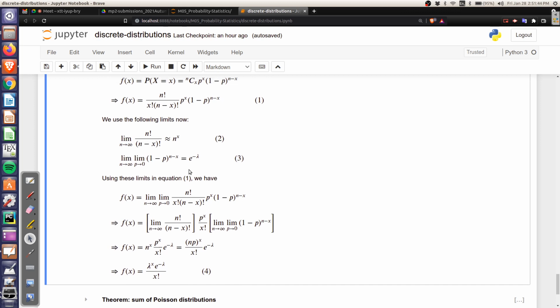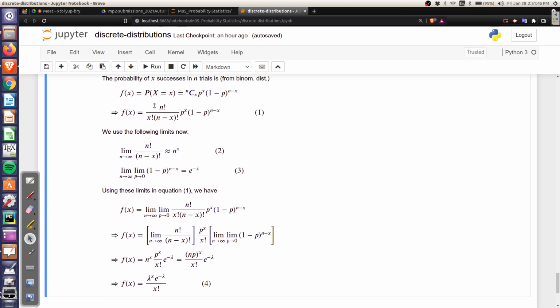So using these two results in equation number 1, we write it like this: take the limit as n tends to infinity and p tends to 0. So we have n factorial, the rest remaining the same. Now wherever we have these n terms, we'll collect them with this limit, because this is a limit for n. So we have n factorial by (n - x) factorial, and we'll collect it together. Then we have p to the power x by x factorial.